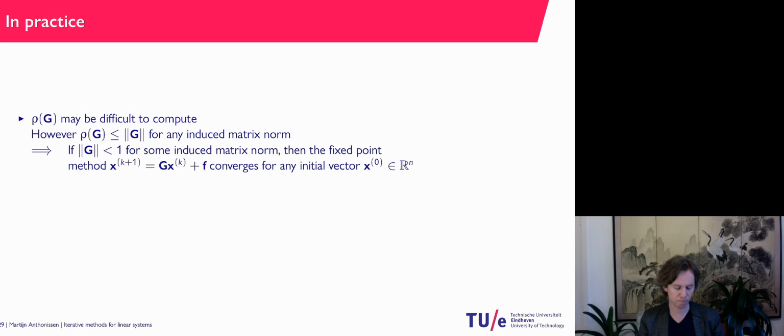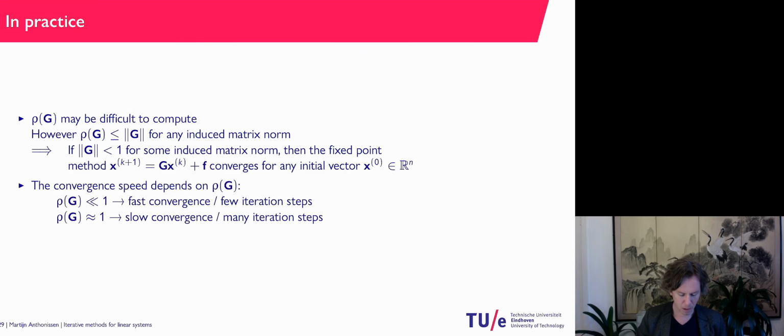And once more, the f in the iteration, so this f factor here is not important. The initial guess is not important for convergence. The only important property is the spectral radius of the G matrix.